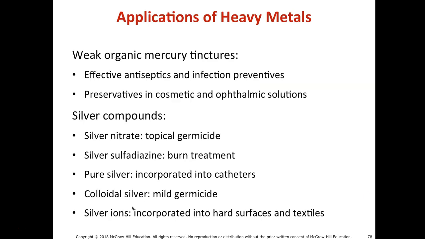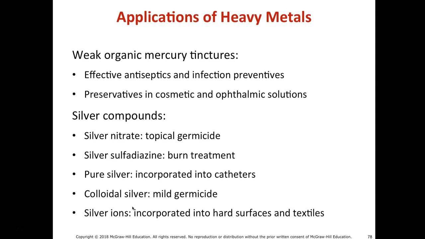Let's move on and talk about some applications of heavy metals. So we can create weak organic mercury tinctures. They are effective antiseptics and infection preventatives. And examples of this that you may have heard of are Thimerosal and Nitromersol. These, especially Thimerosal, are used as a preservative in cosmetics and also ophthalmic solutions. Thimerosal is also put into vaccines in order to preserve them as well. So let's talk about some of these silver compounds too.